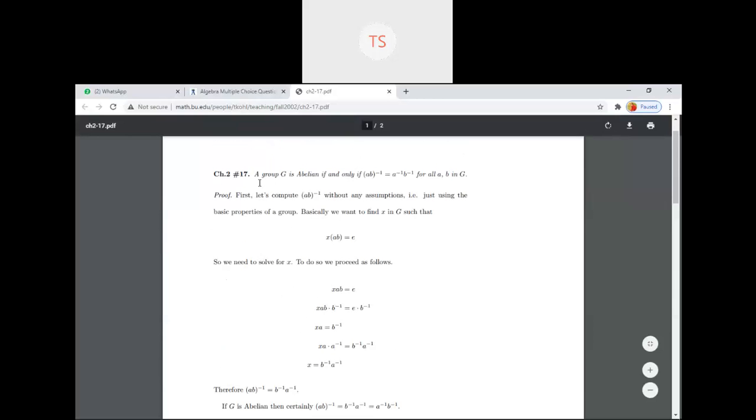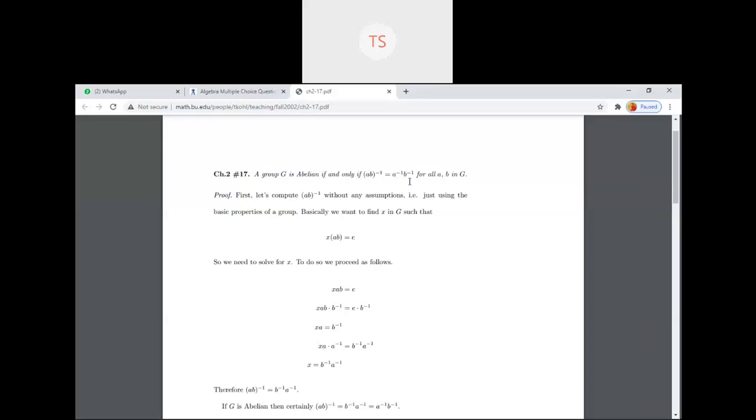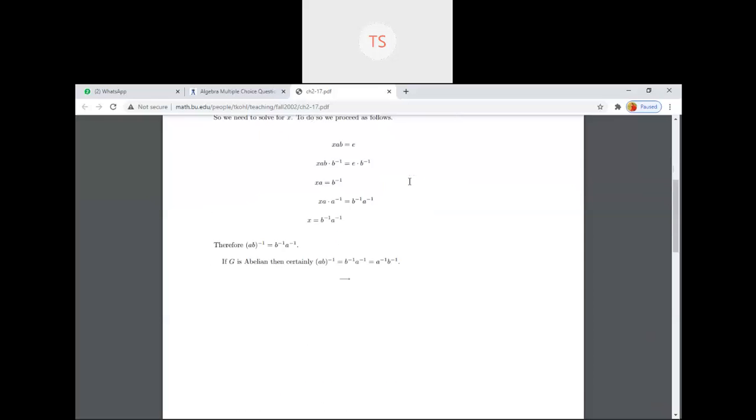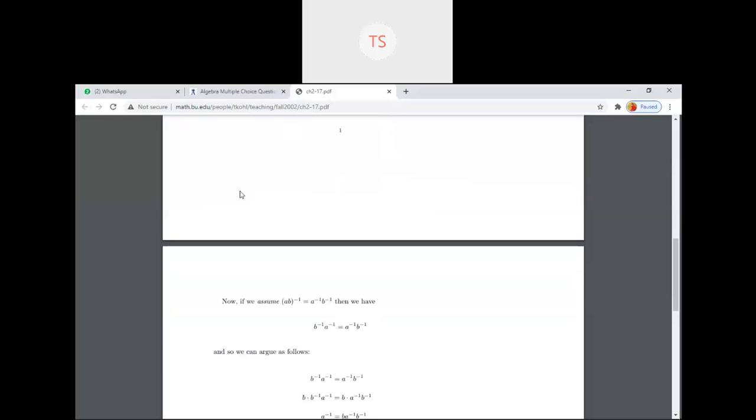So in the next page they have written that now if we assume that (ab) whole inverse... See, the statement of the theorem is: a group G is abelian if and only if. If and only if means first of all you have to assume this part, then you have to show that G is abelian. Again, if G is abelian, then you have to show that this part is true. So if and only if, that means you have to prove the converse part also. So here is the converse part.